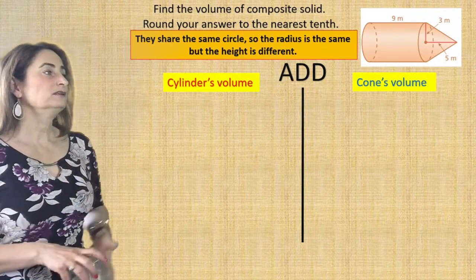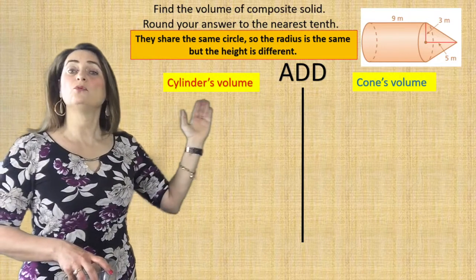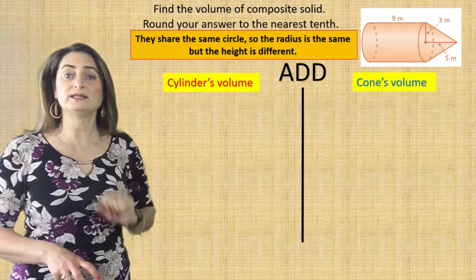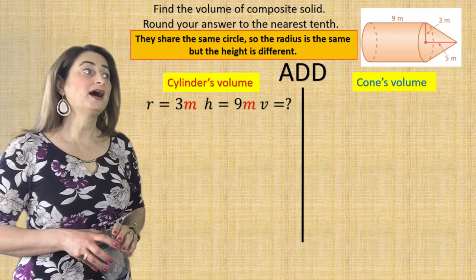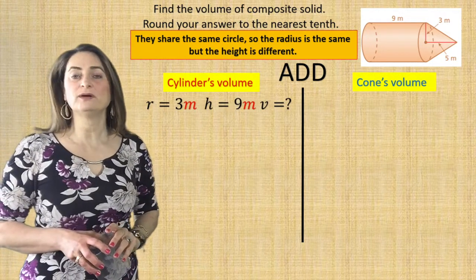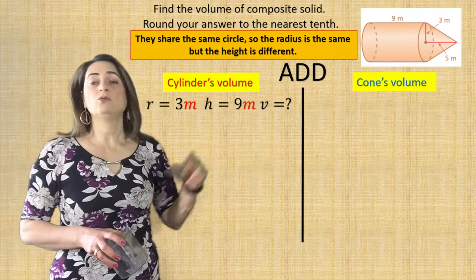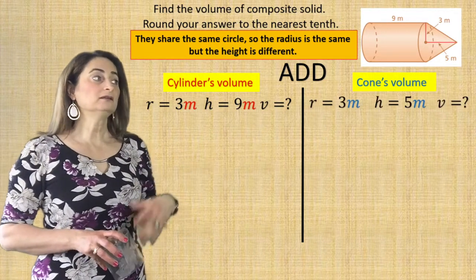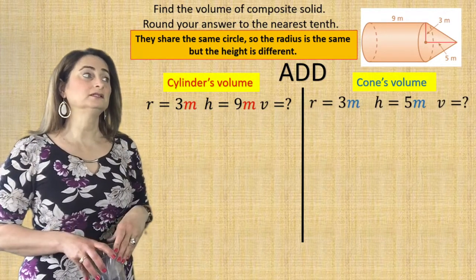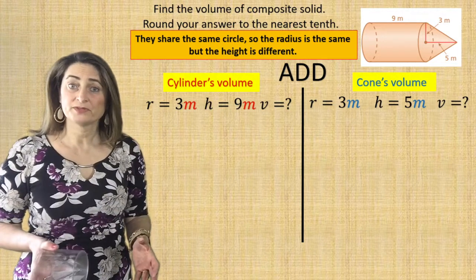First of all, let's find the cylinder's volume by writing down the dimensions that we know about the cylinder. We know the radius is 3 meters, the height is 9, and the volume, I'm trying to find that. Now let's talk about the cone's volume. What are the dimensions of the cone? The radius is 3, it's the same as the cylinder. The height is 5, and the volume is what I'm trying to find.